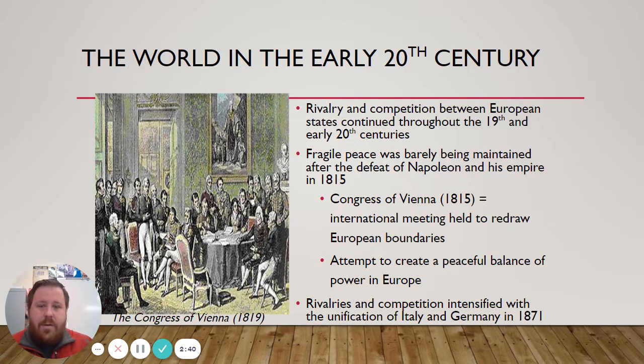Okay, so at this point there's rivalry and competition between European states that continued throughout the 19th and early 20th centuries. You have a lot of competition between these states because of their powerful empires, and their empires kind of coming to a head with each other. Especially in Europe, European wars were constant during this time, and even in 1815, there's a fragile peace in Europe that was barely being maintained after the defeat of Napoleon and his empire in 1815.